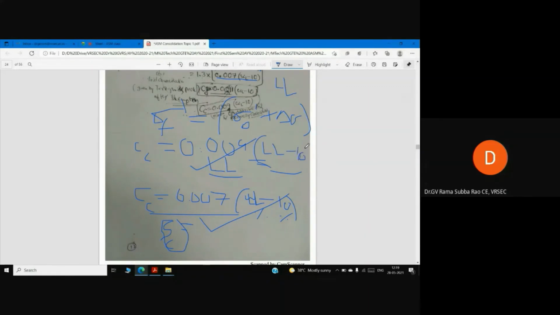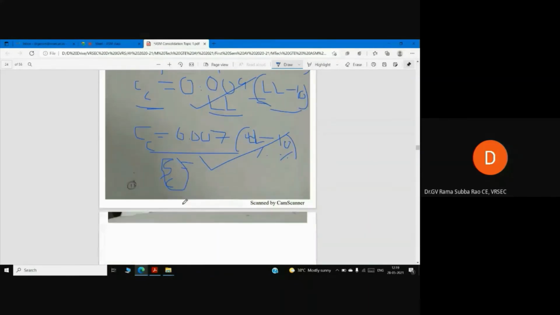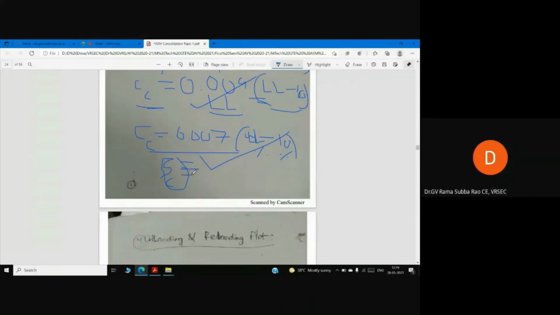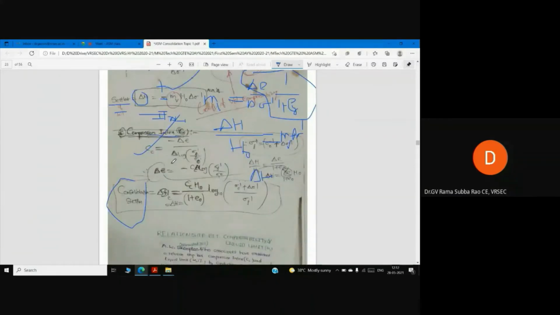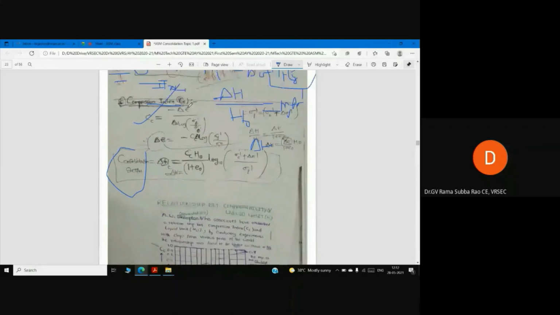Many times we calculate consolidation settlement based on compression index. Now you see compression index, just now we discussed, Cc is equal to delta e by delta log sigma F dash by sigma naught dash. Now how to calculate delta H is very easy. Now we can calculate delta H by H naught is equal to delta e by 1 plus e naught. So this is a very important concept.